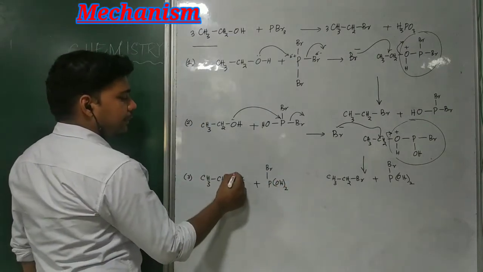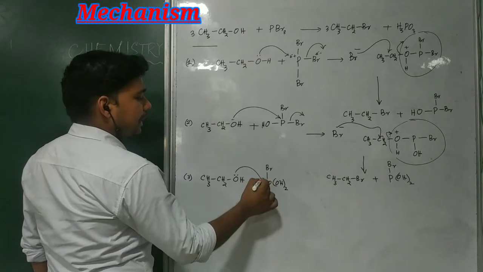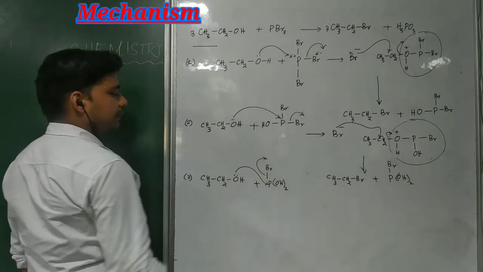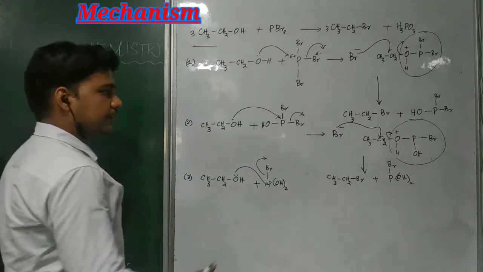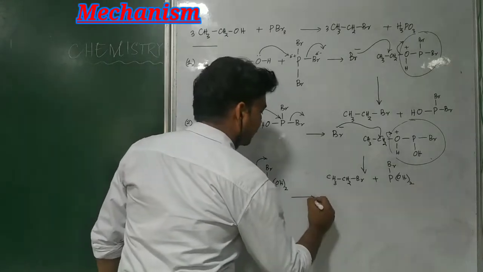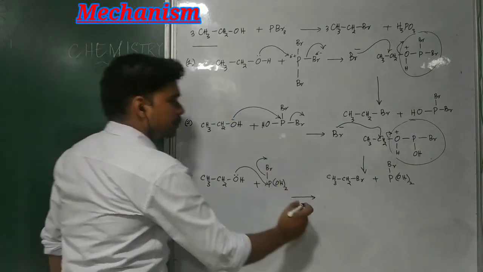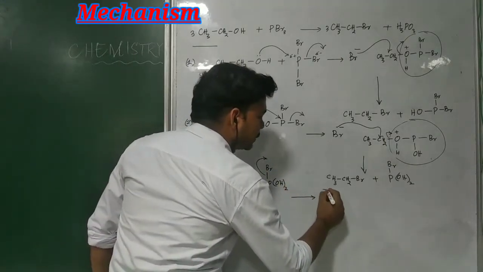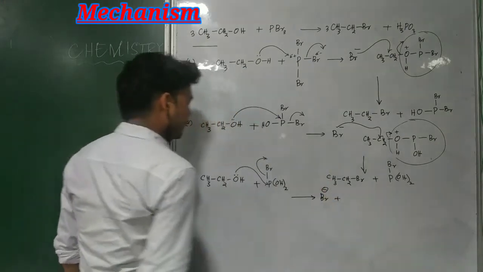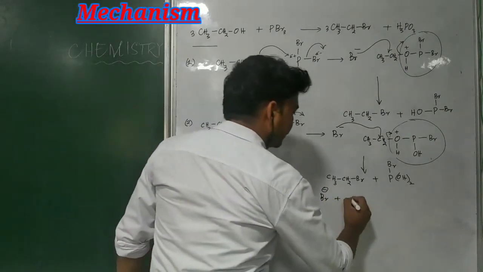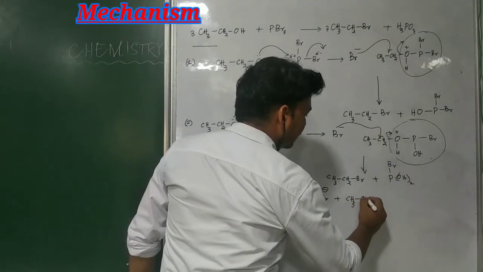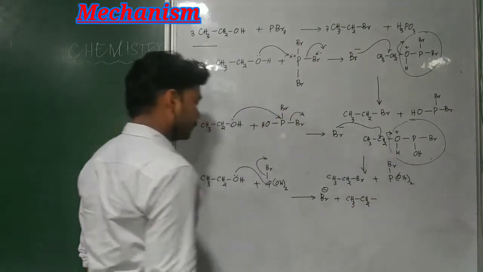This alcohol, when it approaches this phosphorus atom, this third PBr bond will be broken. The steps are quite similar. When this bromide ion is released, resulting in formation of another substrate molecule. What is the substrate left here? CH3CH2.